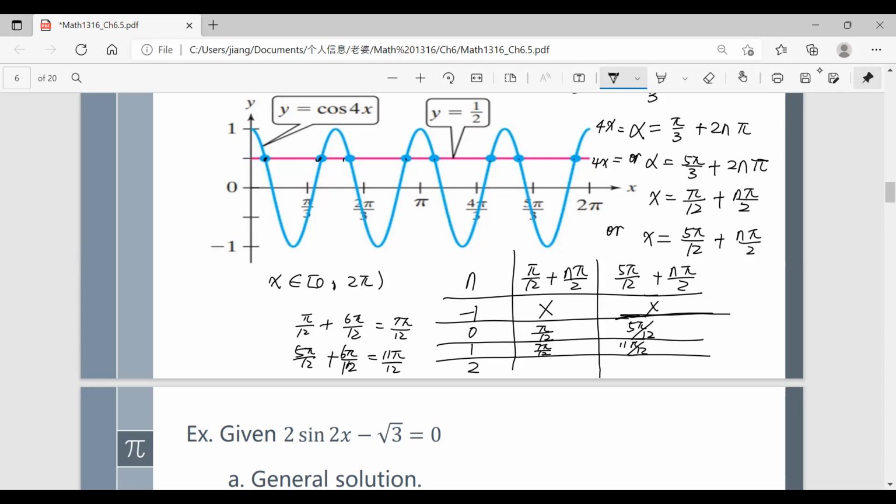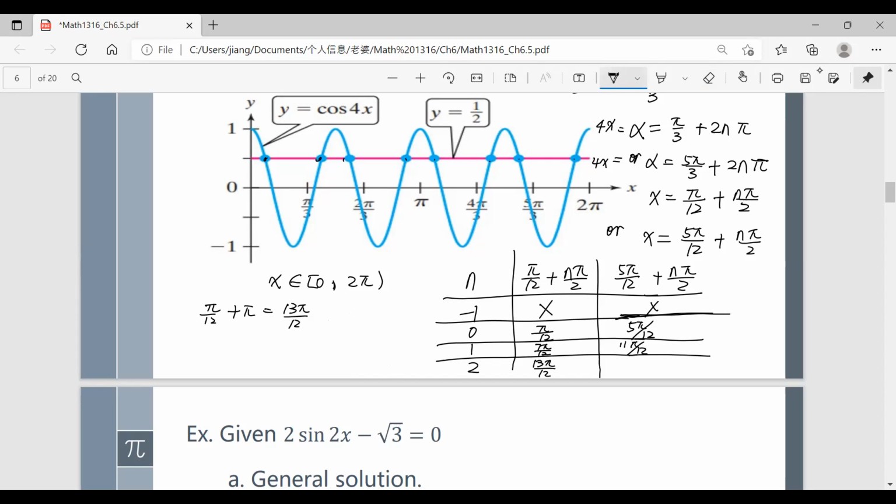How about I plug in 2 in it? n equals 2. So if I plug in n equals 2, pi over 12 plus 2 pi over 2, which is pi, equals 13 pi over 12. So 13 pi over 12. Yes, it's in the domain.